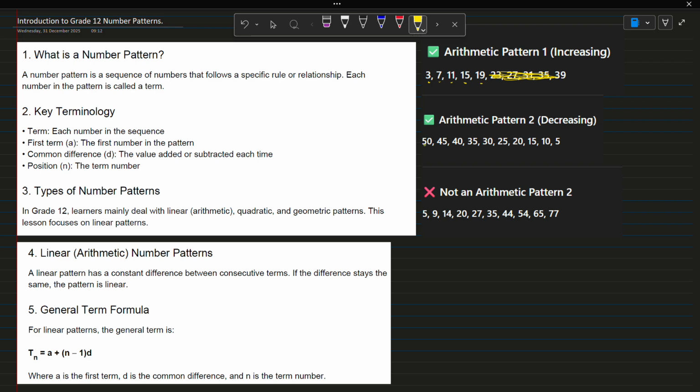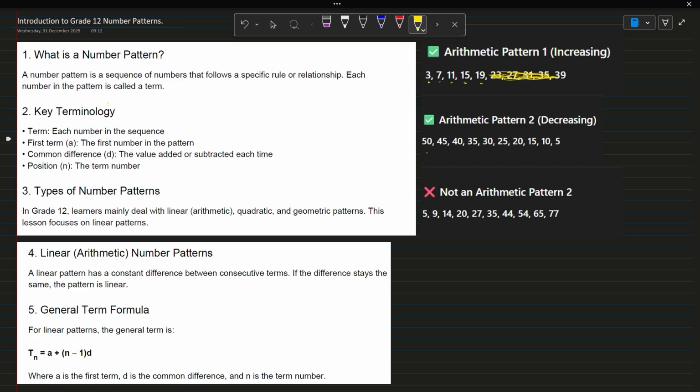Then if we look at this one, it's 50, then 45, then 40, then 35. You can already see that they're subtracting 5. 50 minus 5 is 45, 45 minus 5 is 40, 40 minus 5 is 35. But if we look at this one, we have 5, 9, they added 4, and then they added 5. They didn't add 4, so it's not an arithmetic number pattern. Yes, it can be another type of pattern, but it's not an arithmetic number pattern.